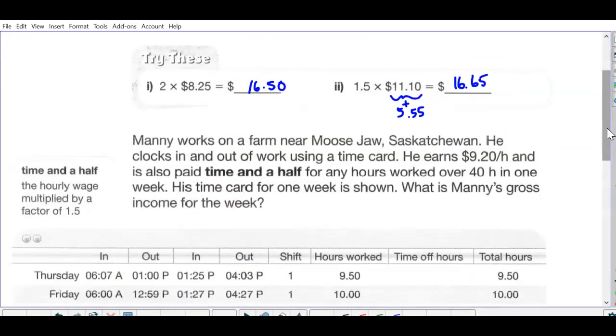So here's your first example. Manny works on a farm near Moose Jaw, Saskatchewan. He clocks in and out of work using a time card. In the old days, it was actually a card that you put into a machine that would click on the time. Now it's probably some kind of digital version of that. He earns $9.20 per hour and is also paid time and a half for any hours worked over 40 in 1 week. His time card for 1 week is shown. What is Manny's gross income for the week?